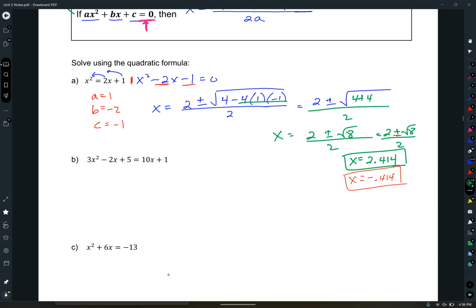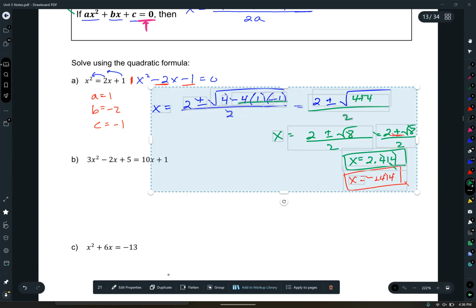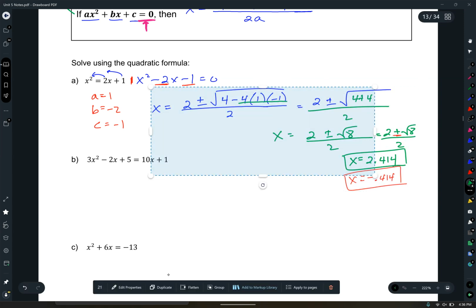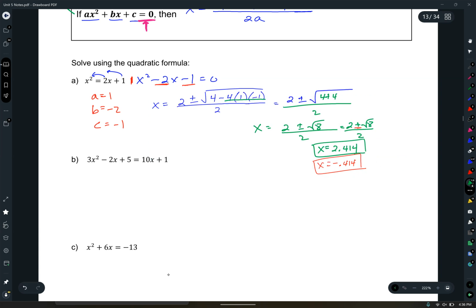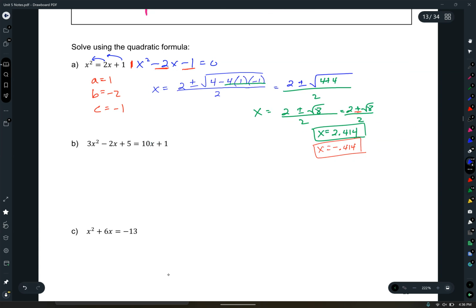Okay, so let's look at letter B. Whether I'm going to factor or use the quadratic formula, no matter what, the first thing I'm going to have to do is set equal to 0. So the equation I'm really looking at here is 3x squared. If I subtract the 10x, I'm going to have minus 12x. If I subtract the 1, I'm going to have plus 4. Since it specifically says to solve using the quadratic formula, that's what I'm going to do.